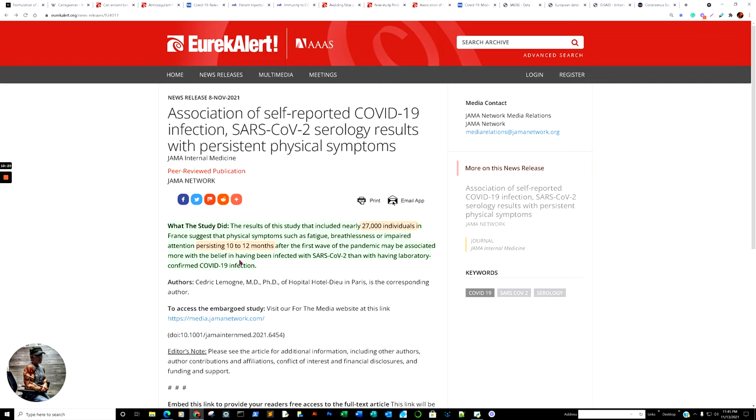belief. Remember that they're not trying to belittle anyone with how they feel. They're just saying it's too easy to default to long COVID because it's popular. Belief in having been infected with SARS-CoV-2 than having laboratory confirmed COVID-19. A lot of individuals that claimed they had COVID-19, according to the study, and were claimed to have long COVID, never really had laboratory confirmed SARS-CoV-2. All right, so let's get this one out of the way right off the bat.